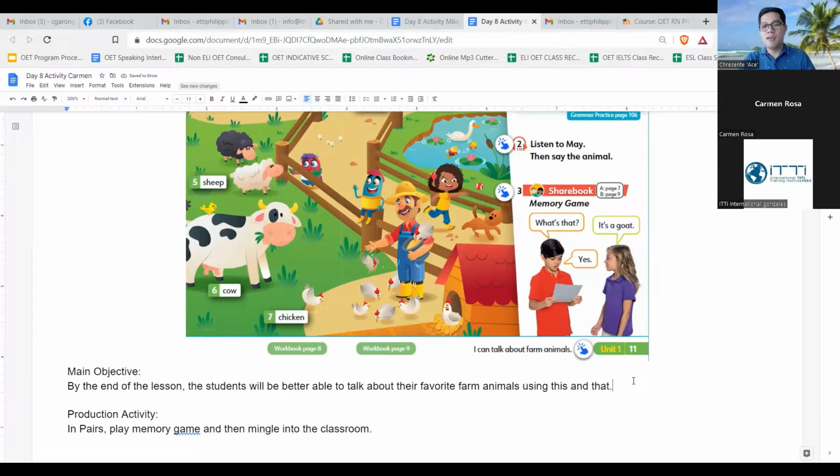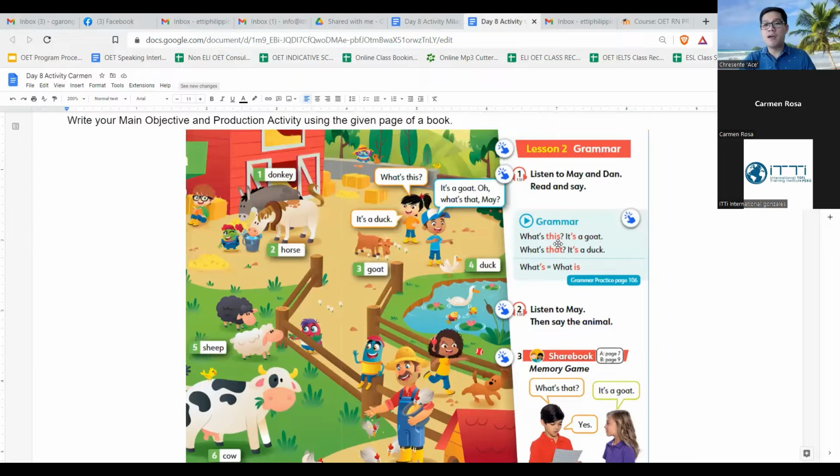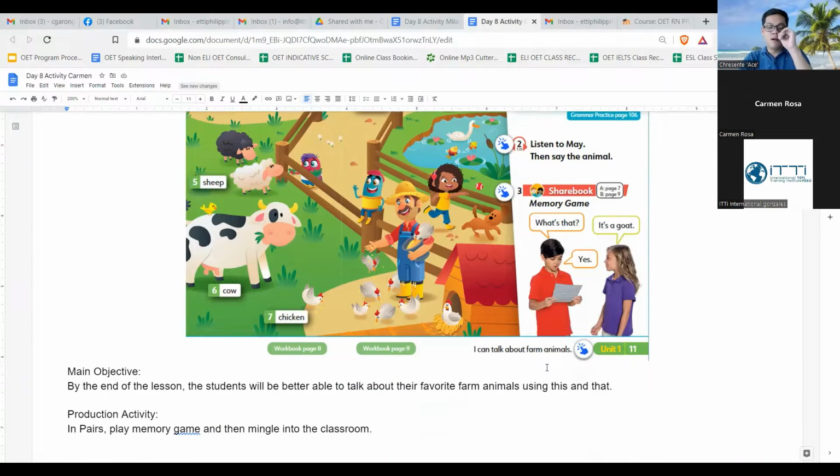Using this and that. Yes, because that's your grammar, right? So does it include form? Yes. Function? Yes. Context? Yes. Is it student-centered? Yes. Because of course it's about farm animals, but when you put their favorite farm animals, you are now personalizing it to the students' own.